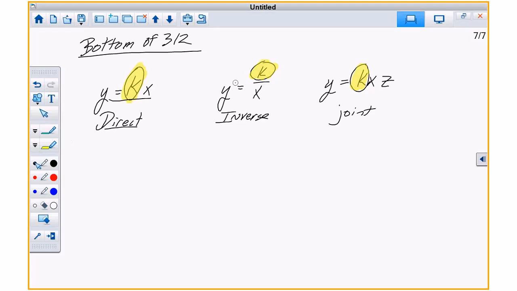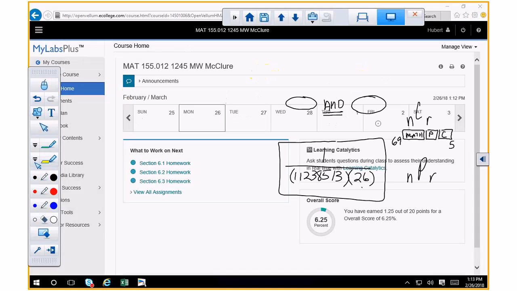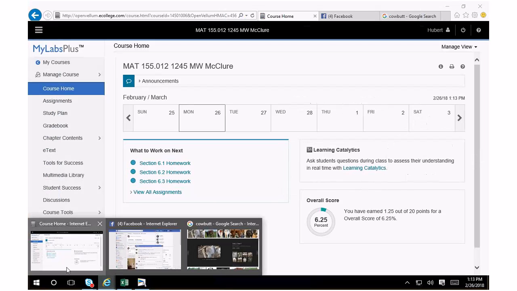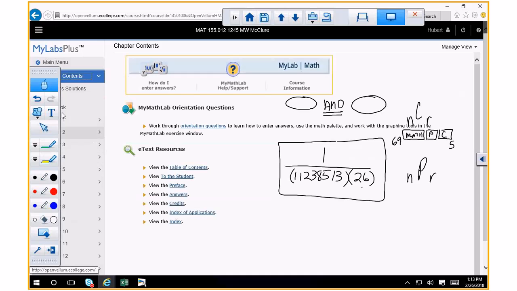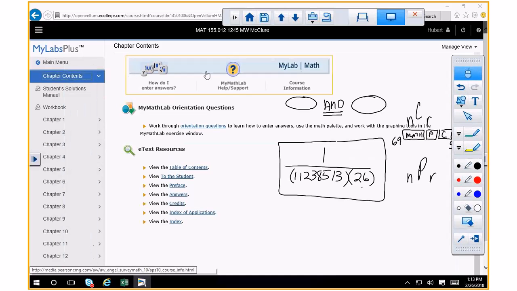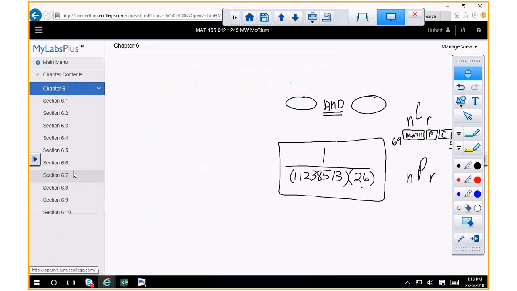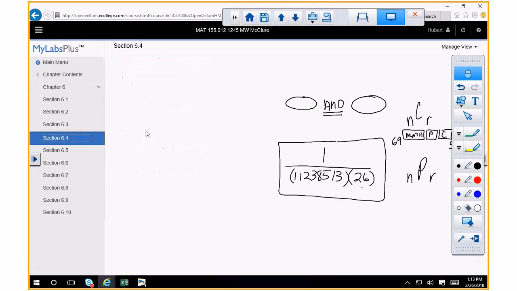Now there's three types of questions with these problems. Three types. And I'll give you those in just a minute. My mouse turned on. I'll just go to 6.4. I did say 6.4, didn't I? Yeah. And study plan.